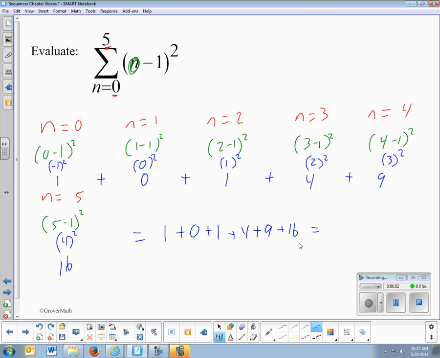And what does this sum out to be? 1 plus 0 is 1, plus 1 is 2, plus 4 is 6, plus 9 would be 15, plus 16 equals 31.